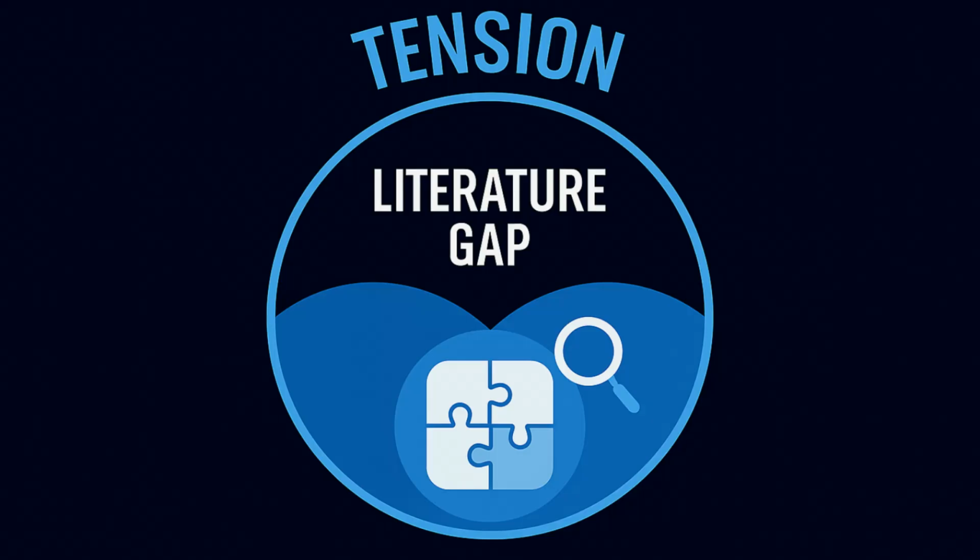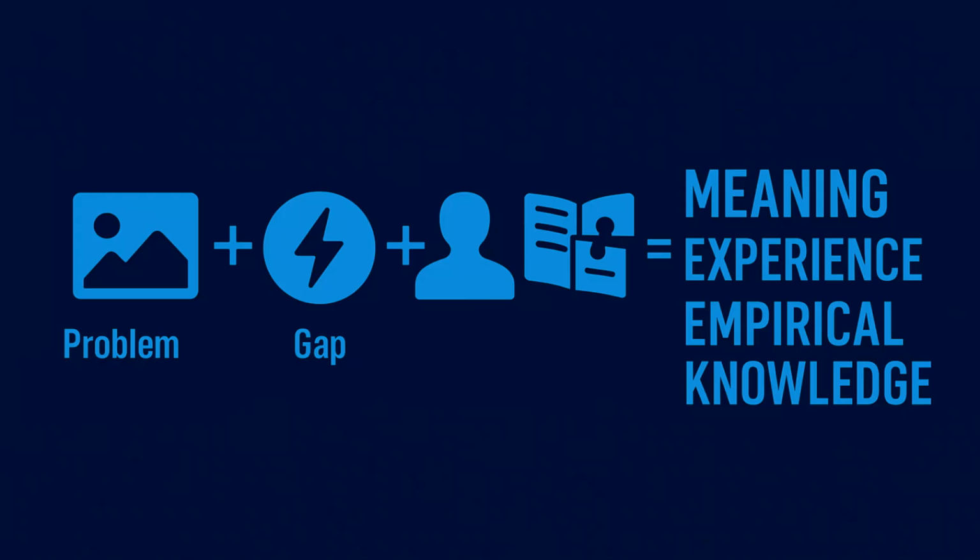It reveals what the field does not yet understand about the phenomenon, and it pinpoints the unresolved intellectual or practical puzzle. When the phenomenon, the tension, the consequence, and the gap are placed together, they reveal whether the study requires conceptual knowledge that clarifies meaning and experience, empirical knowledge that clarifies patterns and relationships, or dual knowledge that clarifies both pattern and mechanism. This is where design emerges.